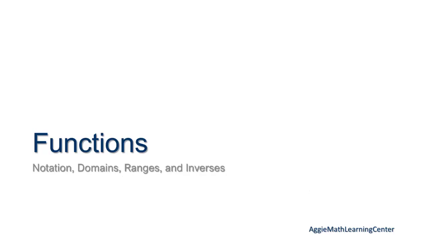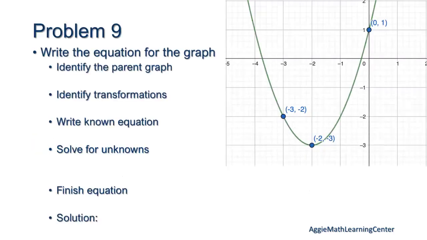Right, now we're talking about functions. Here we go. For problem 9, we're going to be writing the equation for this graph. So tactics include identifying the parent graph, identifying transformations, writing out equations, solving for any unknowns, and finishing the equation by updating it with those unknowns.